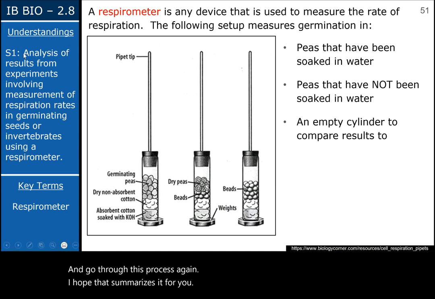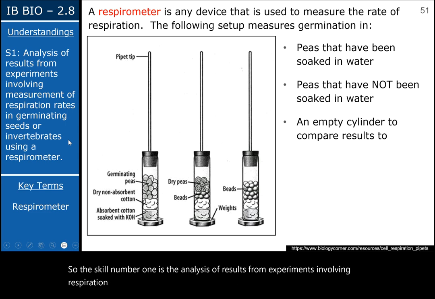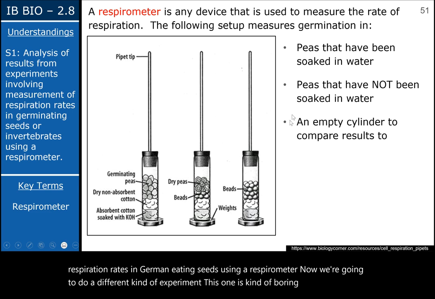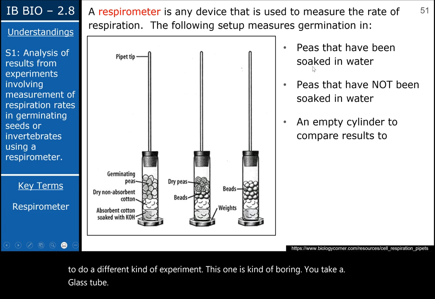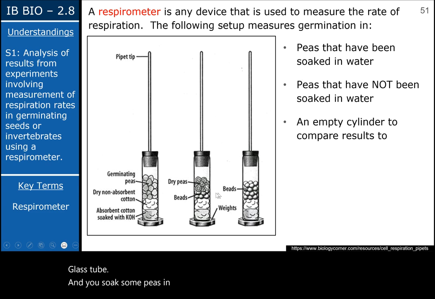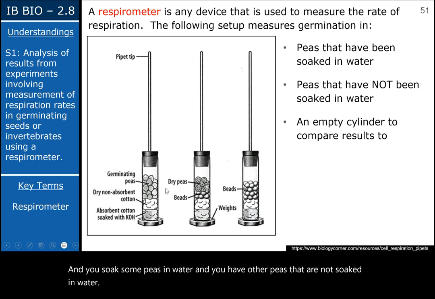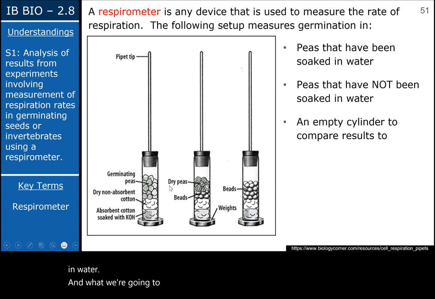So skill number 1 is the analysis of results from experiments involving respiration rates in germinating seeds using a respirometer. Now, we're going to do a different kind of experiment. This one's kind of boring. You take a glass tube and you soak some peas in water, and you have other peas that are not soaked in water. And what we're going to measure is the amount of gas that's produced.